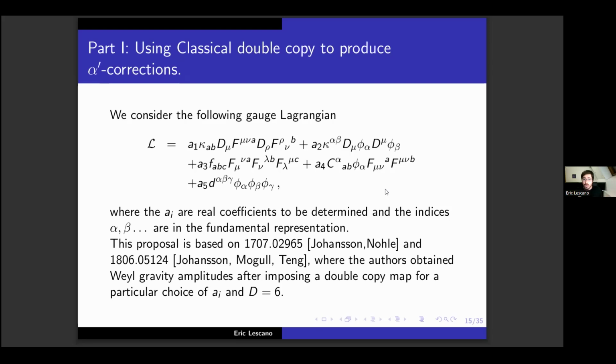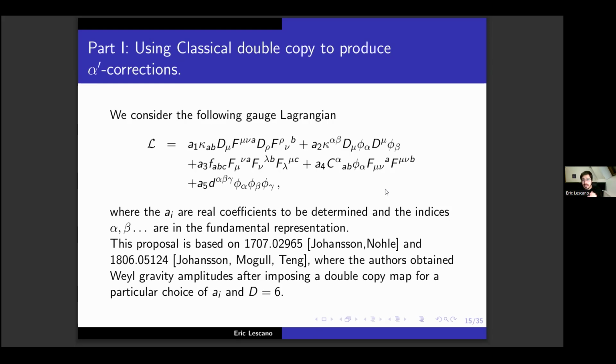This is due to the authors, Johansson, Nohle, Mogull, and Teng, who created this kind of combination of Lagrangians in D = 6 in order to try to produce Weyl gravity from double copy. We are doing the same. We are keeping D arbitrary, and we are using this proposal to try to obtain Weyl gravity. In this way, if we are successful, we will obtain a particular alpha prime correction for bosonic and heterotic, which is the Riemann squared contribution. So we have these particular coefficients, A1, A2, A3, A4, A5.